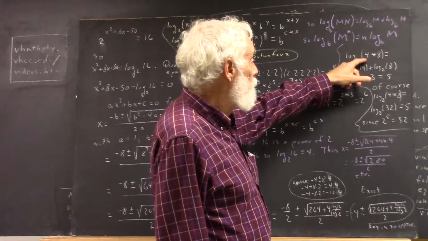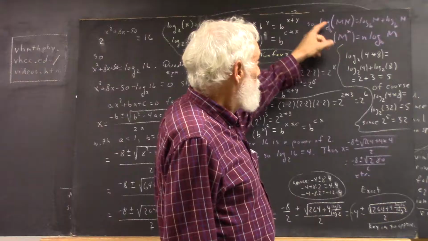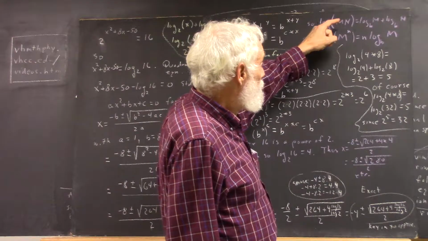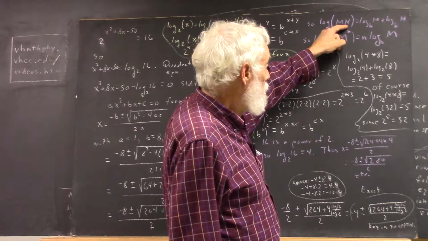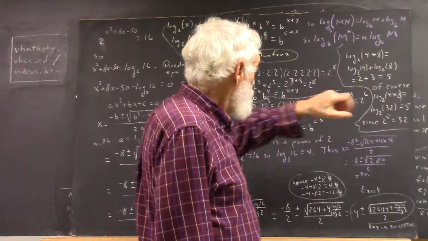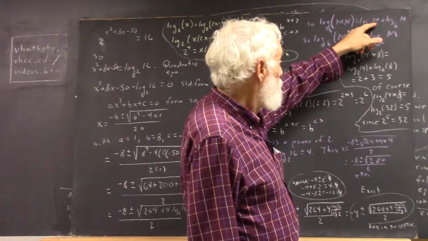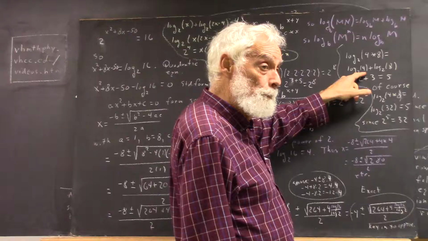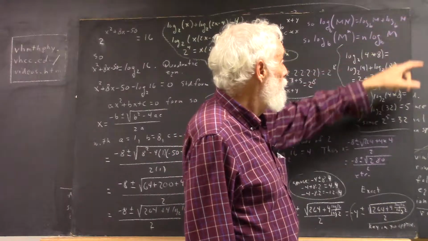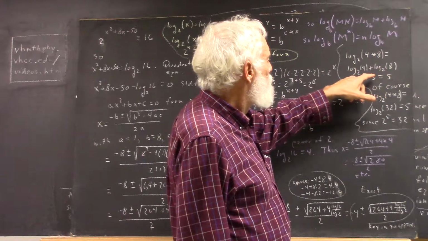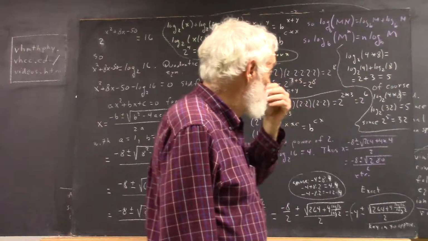Log to the base 2 of 4 times 8. Well, that would be log base 2 of 4 times 8. M would be 4, N would be 8. So that's going to have to equal log to the base 2 of M, which is log to the base 2 of 4, plus log to the base 2 of N, which is log to the base 2 of 8.